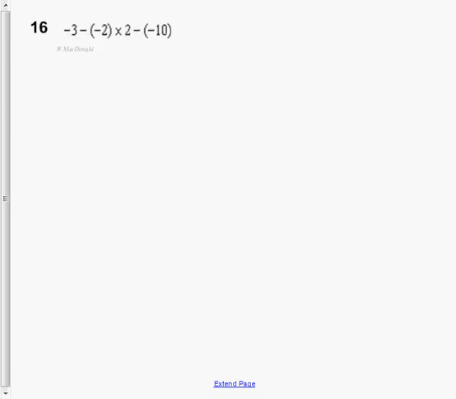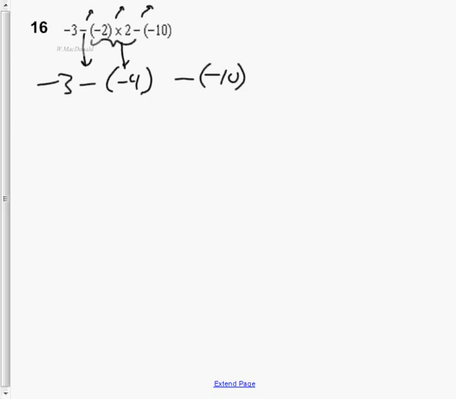Question 16. There are three operations. There's a subtraction, a multiplication, and a subtraction. I will do my multiplication first, which means it'll go right in there. So what is the product of negative 2 and 2? It is negative 4. I'll keep it in brackets because I want to keep my subtraction symbol separated from my negative symbol.